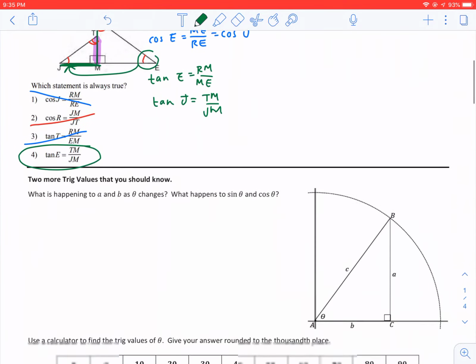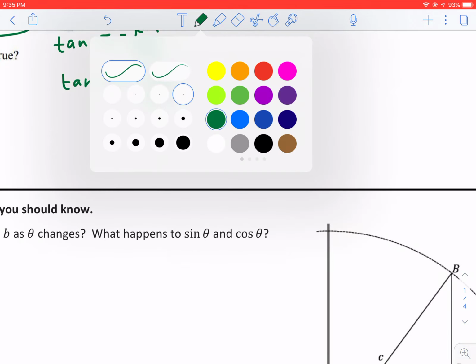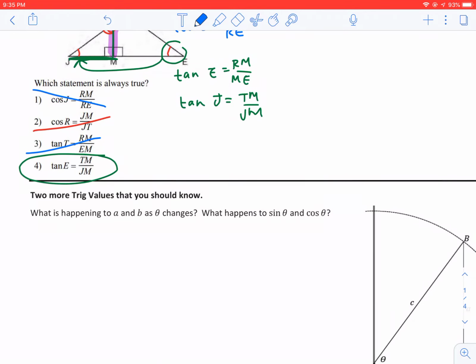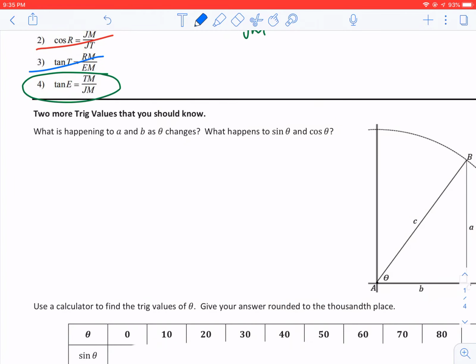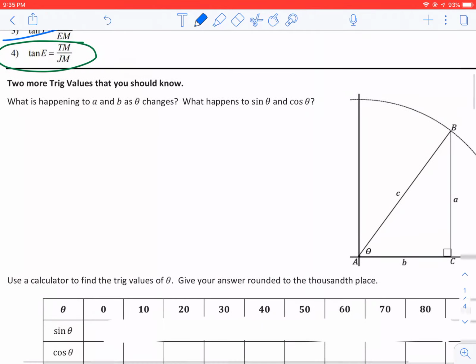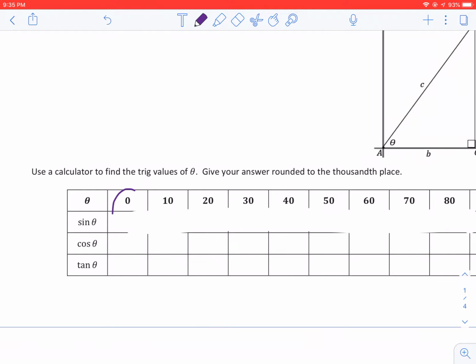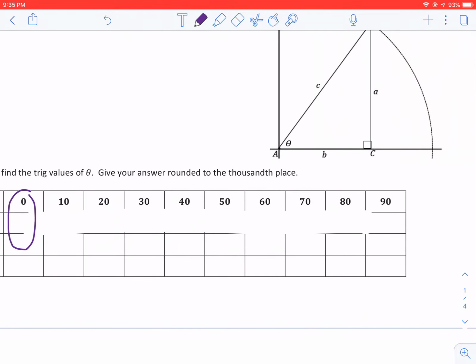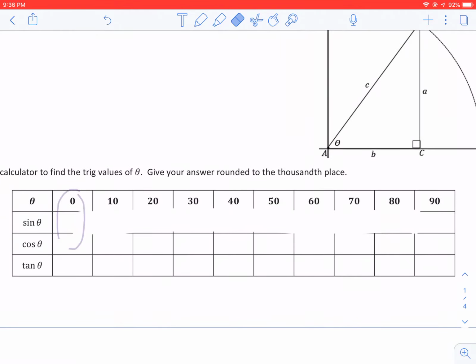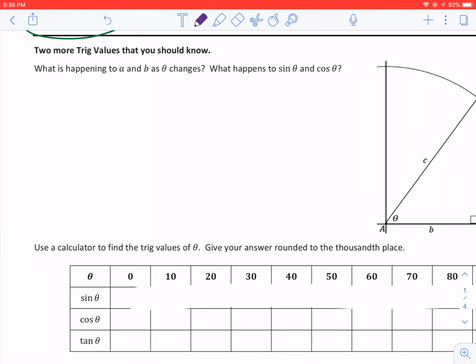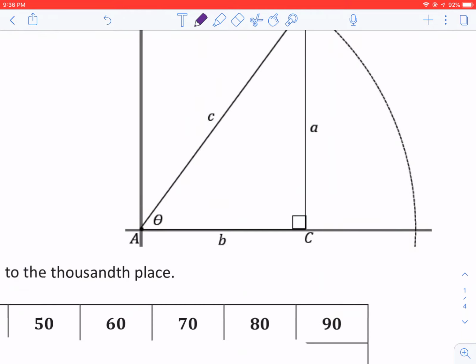Alright, so yesterday's homework, I asked you to fill out the values for 30, 45, and 60 degrees for sine and cosine. But let's take a closer look and let's get in general. There are 2 other special trig values you should know, which are sine of 0, cosine of 0, and sine and cosine of 90 degrees. So let's see if we can figure what those are. Taking a look at this diagram, what is happening to A and B as theta changes?